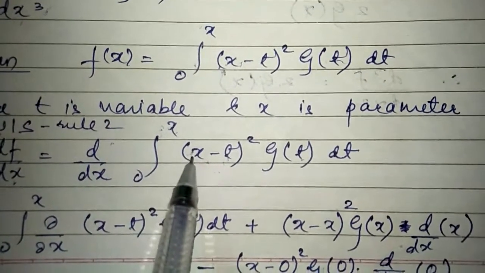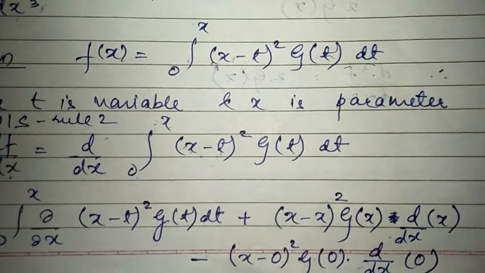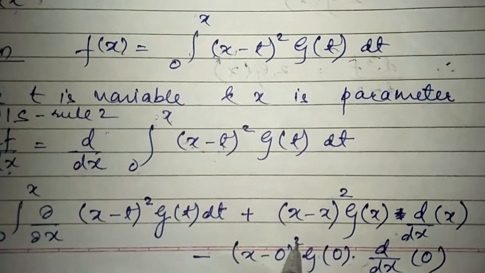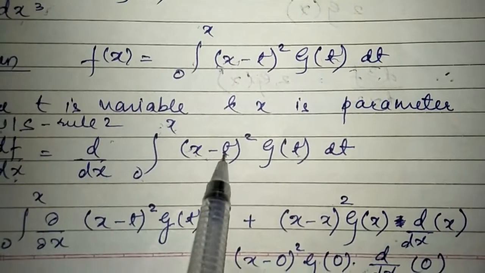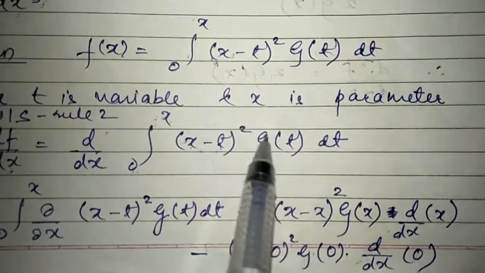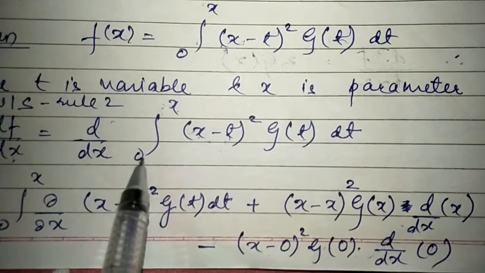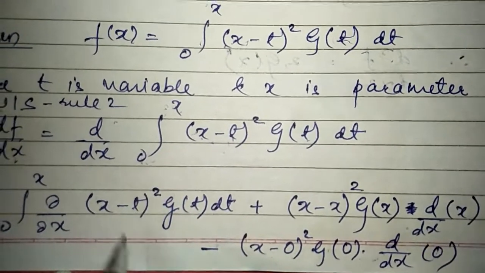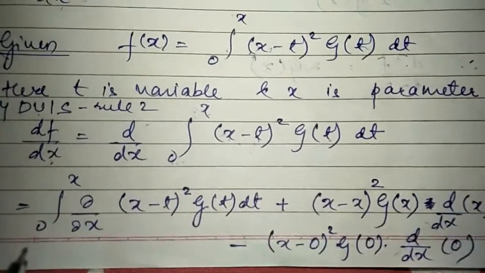Minus, the second term, the value of the function at the lower limit. It will be (x minus 0) whole square, because the lower limit is 0, so instead of t we substitute 0. So we have (x minus 0) whole square g(0) into, now we have to differentiate the lower limit with respect to the parameter x, that is d by dx of 0.